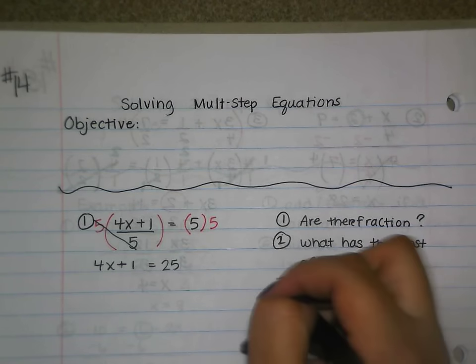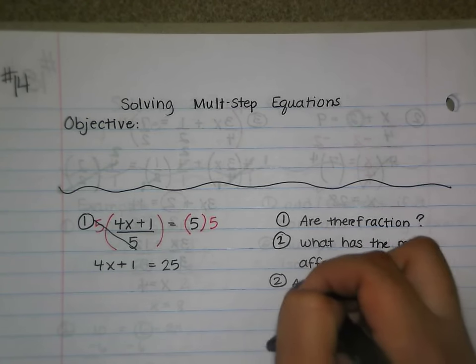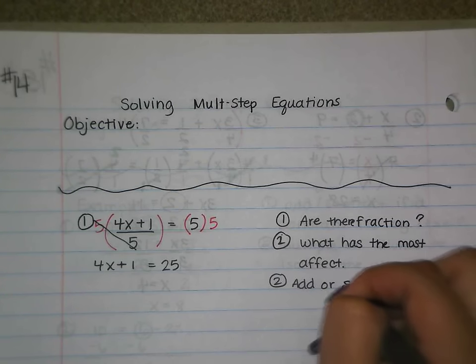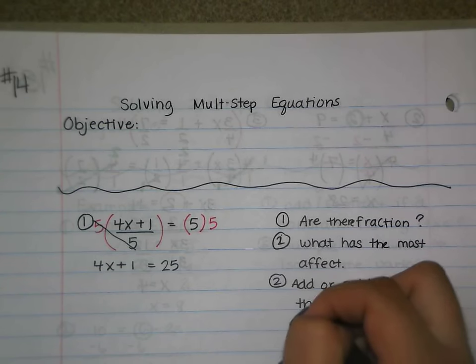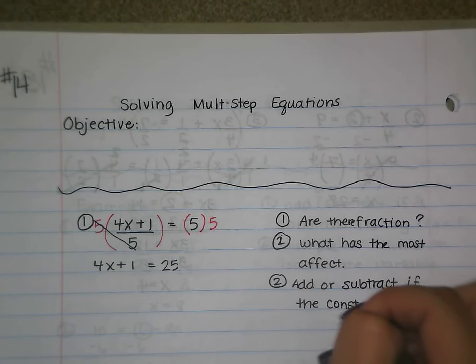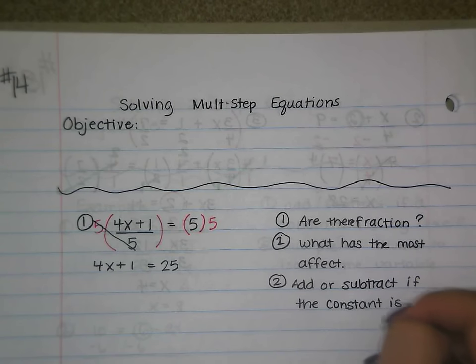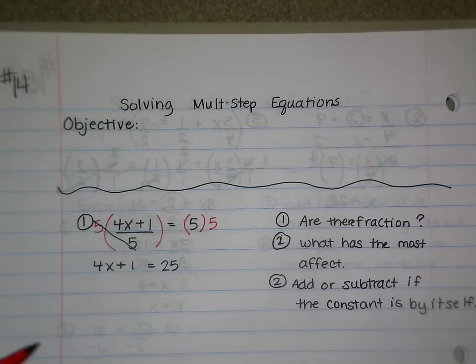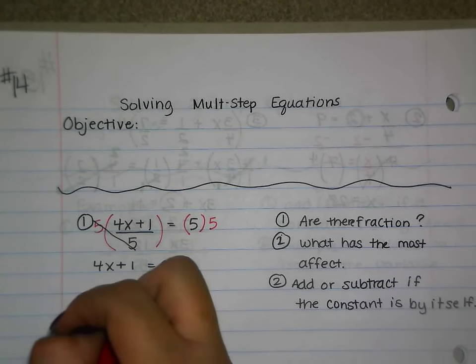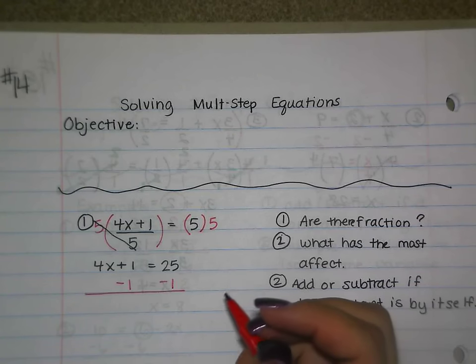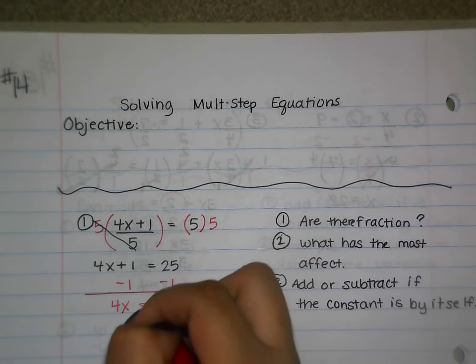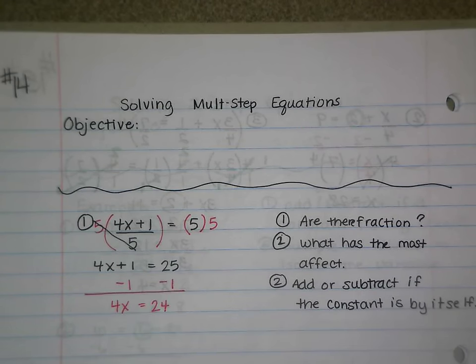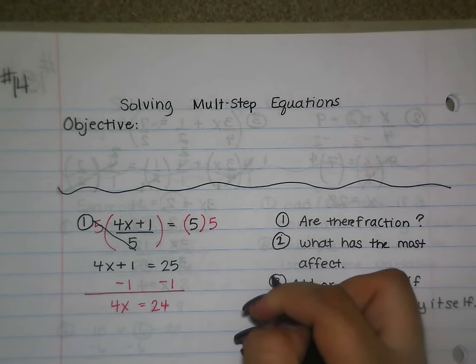So the next thing we're going to do is add or subtract, right? If the constant is by itself, well, the constant is by itself. That constant is 1. And that constant is added to 4x. So we're going to subtract that from the left side. And we're also going to subtract it from the right side because whatever we do to one side, we do to the other. This leaves us with 4x is equal to 24. Now in our little list, oops, this was a 3.